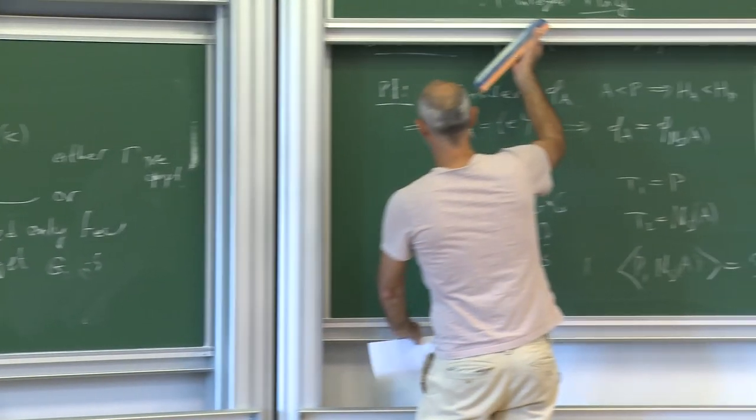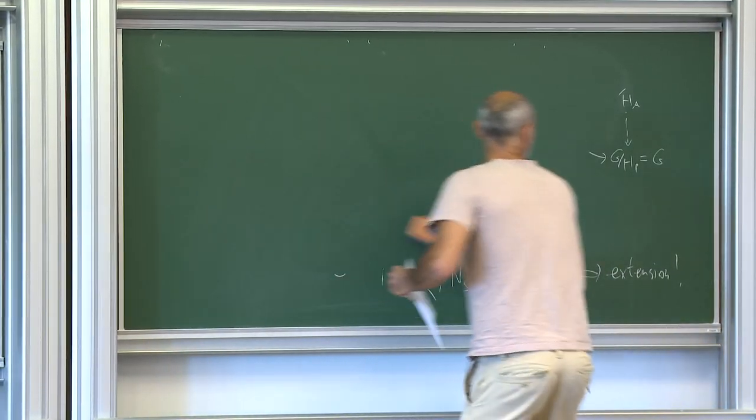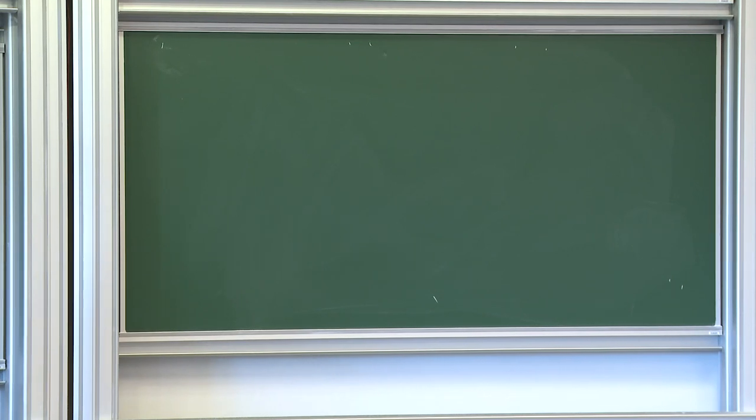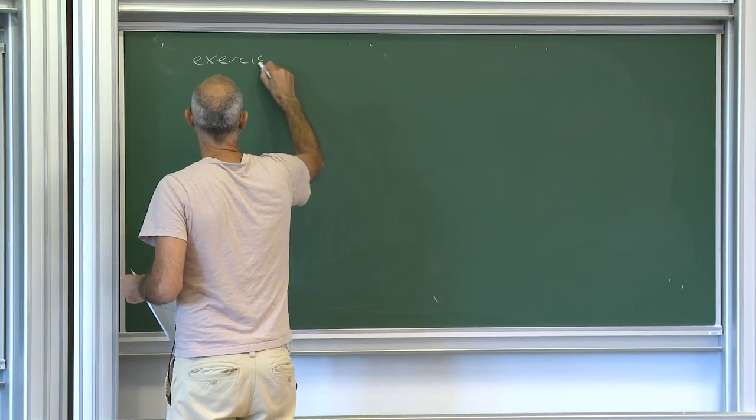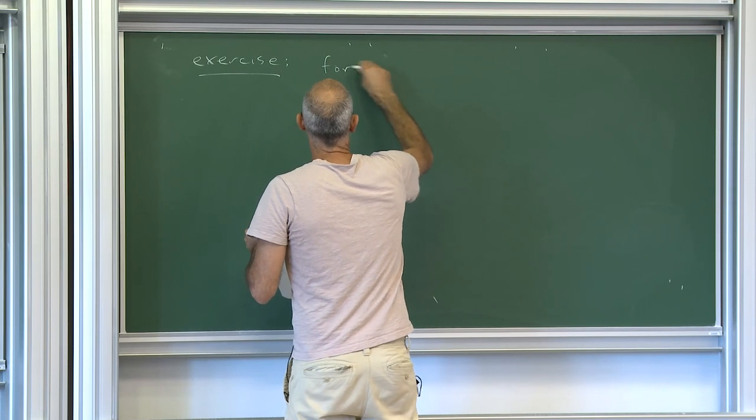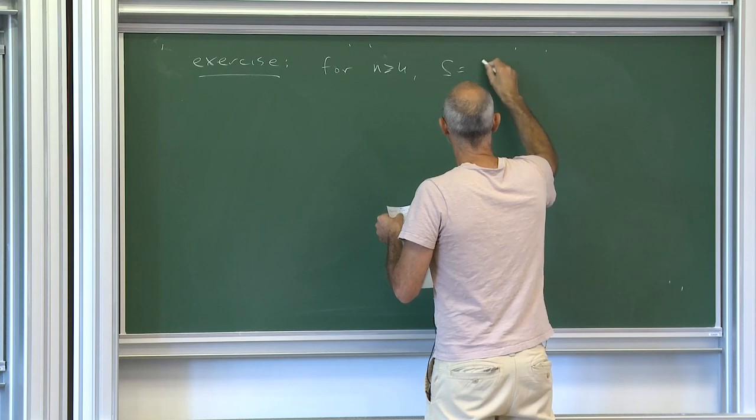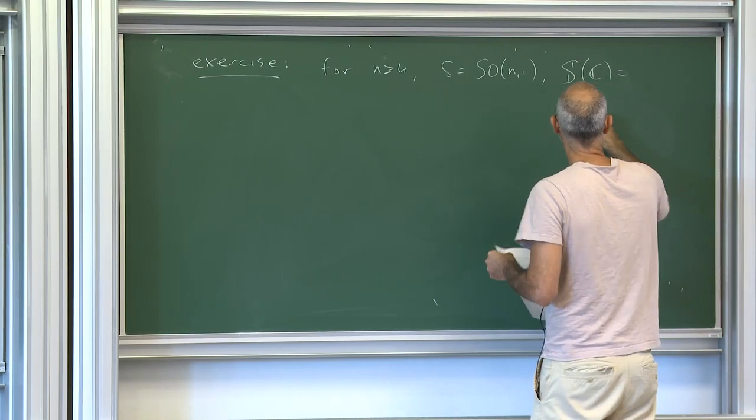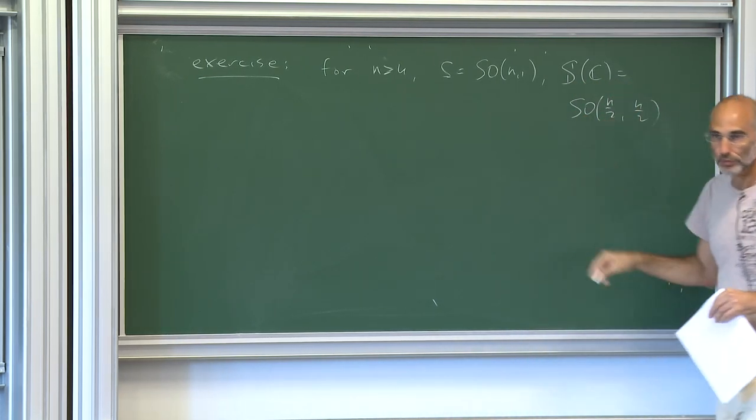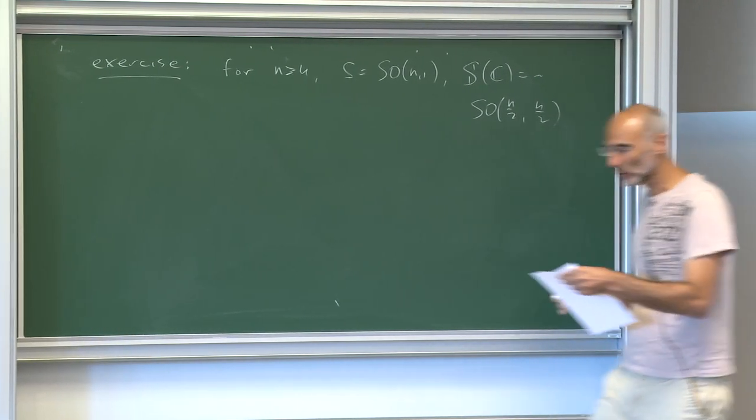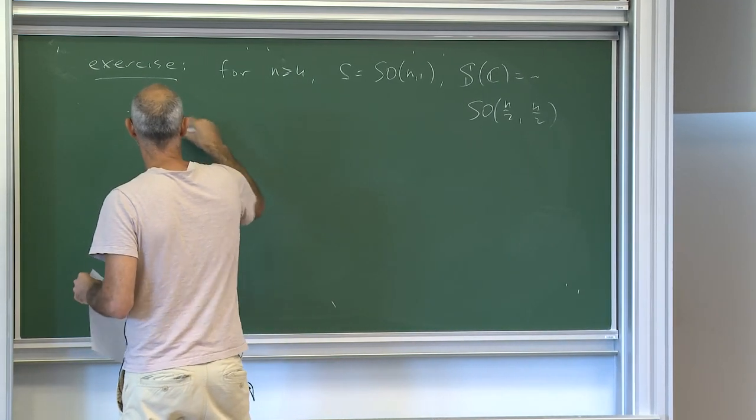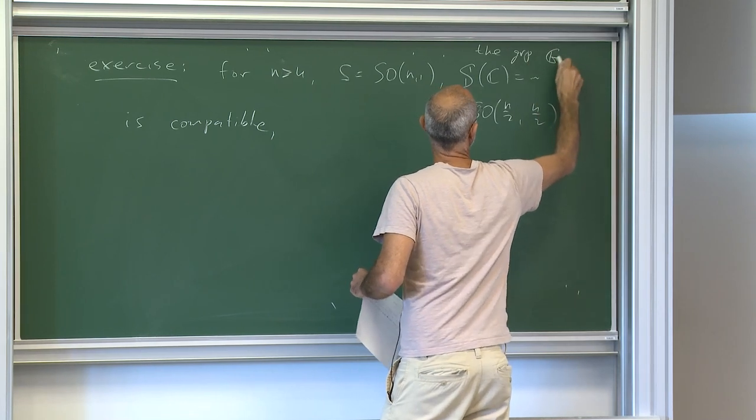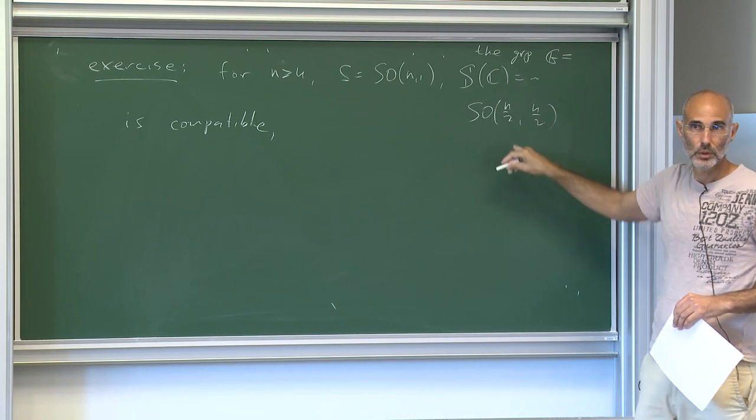And now, really, in the last minutes, let me explain something related. This is an exercise. Now, in this theory, for n four or more, and S being SO(n,1), SC, which is basically SO(n) or so, or maybe some parity issue that you have to fix here, is compatible. If you take for G this group, then you get compatibility.